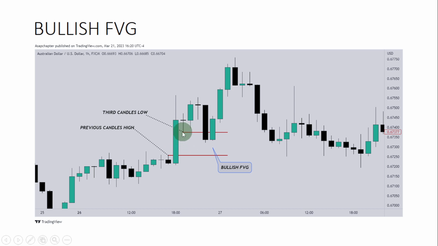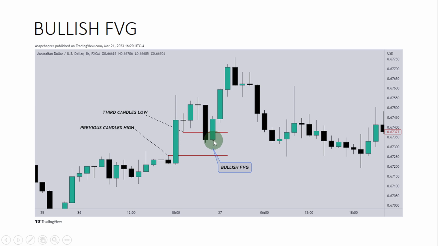So if you take this red line, which is marked from this candle's low, and then this red line, which is marked from this candle's high, the gap or the range in between is what we call the fair value gap. Okay, so that's how you mark it. For a bullish fair value gap, previous candle's high to the third candle's low.